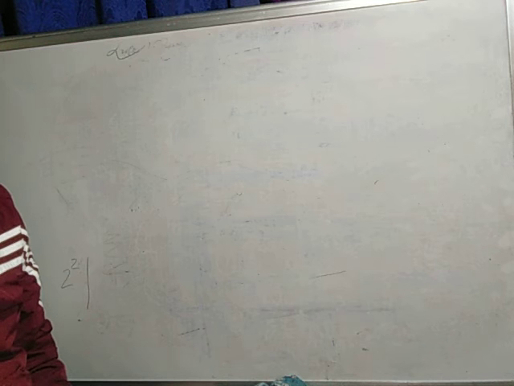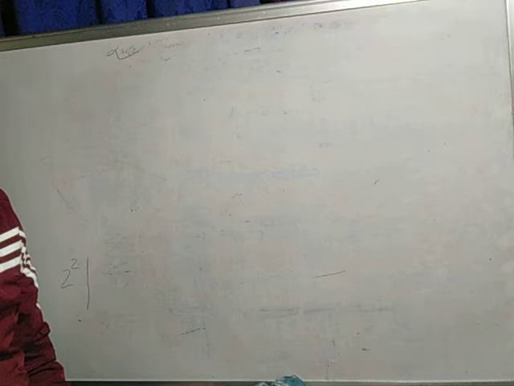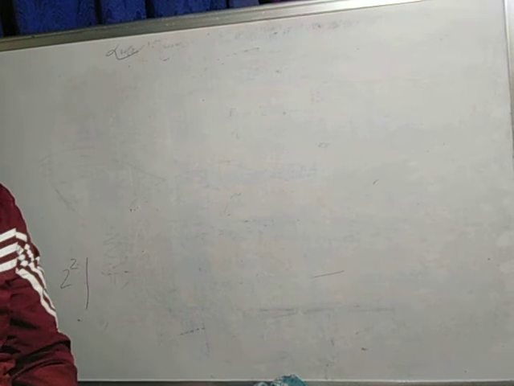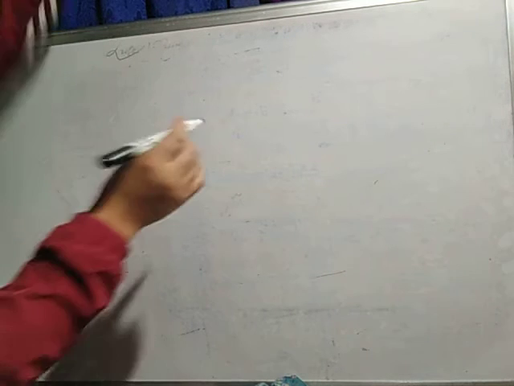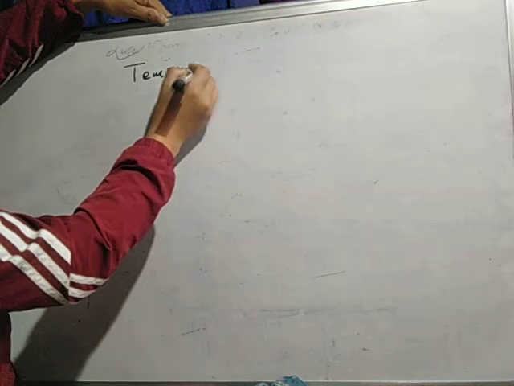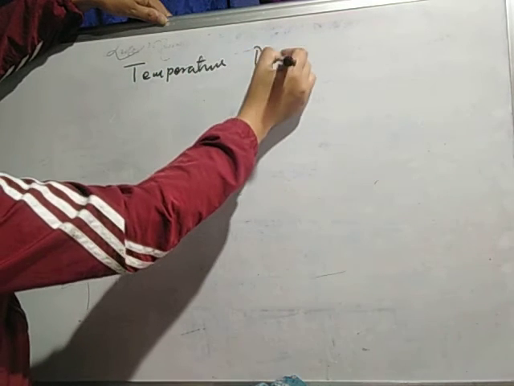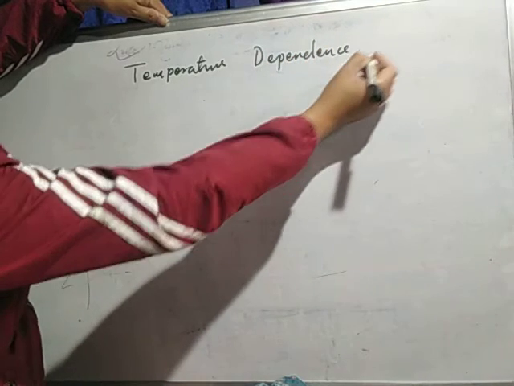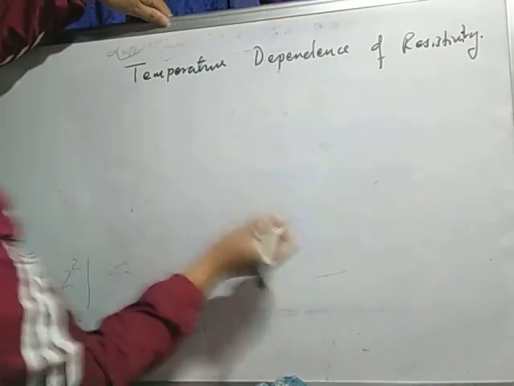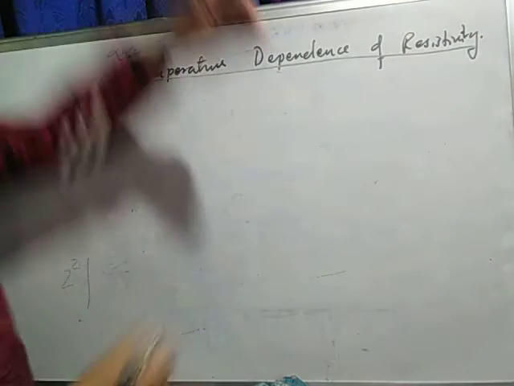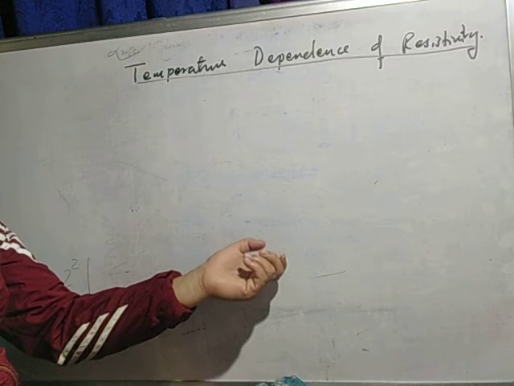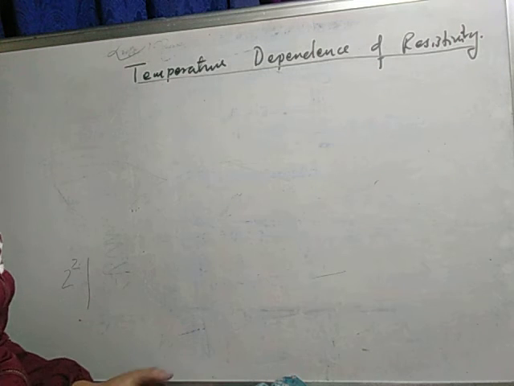Well, as of now we have done the color code of carbon resistor, isn't it? So now today we'll start the next topic on page number 103 in your book. The topic is temperature dependence of resistivity. Today we'll discuss what happens to the resistivity of a material if you increase the temperature of a conductor, insulator or semiconductor.